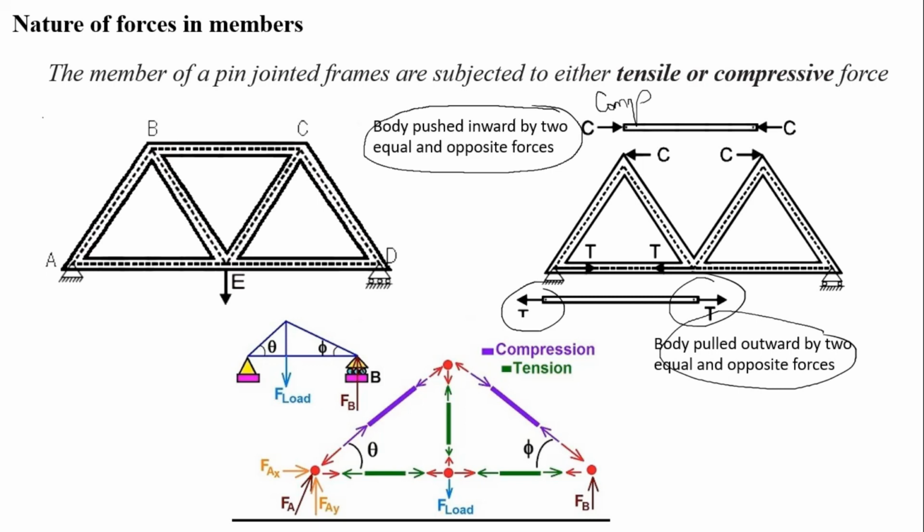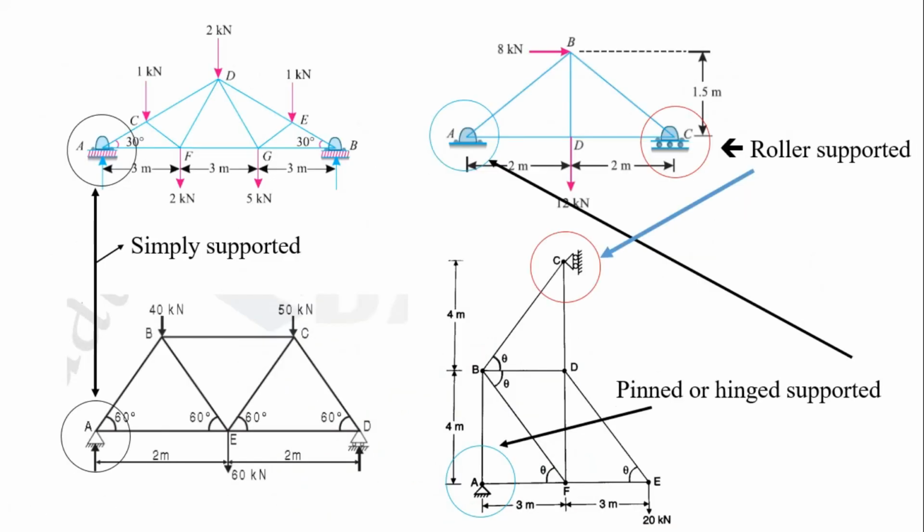Only two forces act on the members, one is tensile, another one is compressive, right. So this is a simply supported beam, and this is the simply supported beam. We mention it in different ways, one is this, another one is this. This is the representation of a simply supported beam, right.